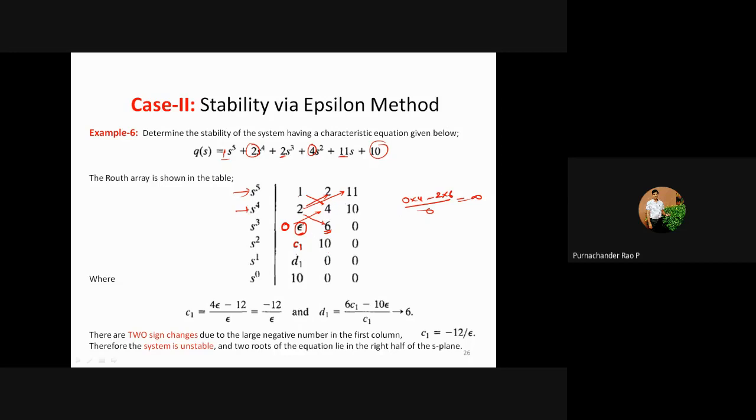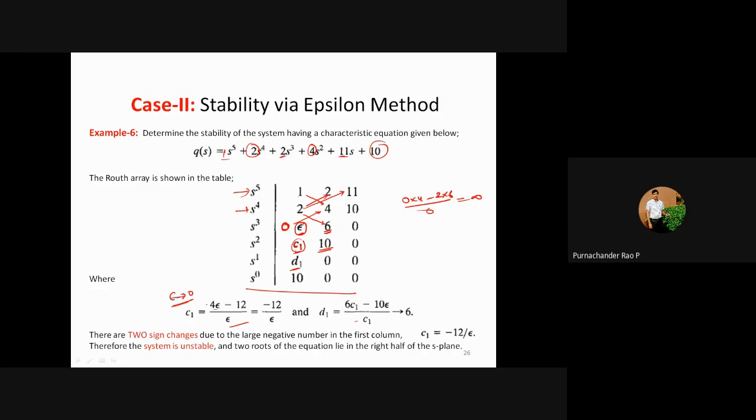And therefore, you are going to get the values of C1 and D1. Okay, instead of finding C1 and D1, directly you write here: C1 is 4 into epsilon minus 12, so 4 epsilon minus 12 divided by epsilon. Just write it here only. Okay, and then epsilon into 10 minus 2 minus 0 divided by epsilon, so you are going to get the value of 10. Okay. So like that, you proceed and finish the Routh table. And after finishing the Routh table, just substitute epsilon tends to 0.